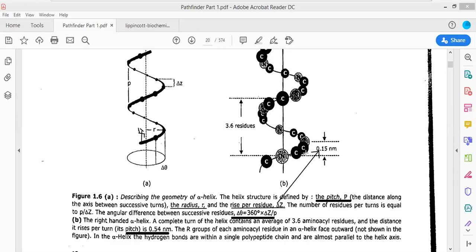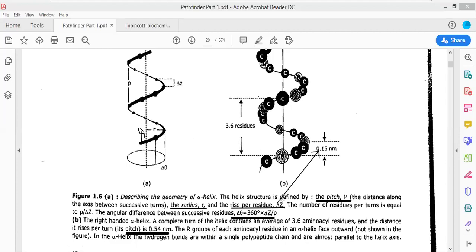I am trying to explain here that if we divide delta z, whose value is 0.15, by 0.54, just do this calculation, 0.15 divided by 0.54, then you get a value that should be multiplied by 3.6, and you will get the number of amino acid residues, which is how this alpha helix gets the 360 degree orientation.